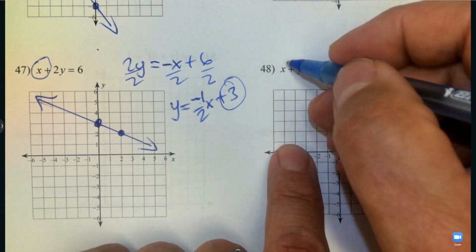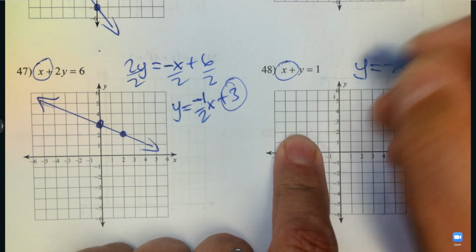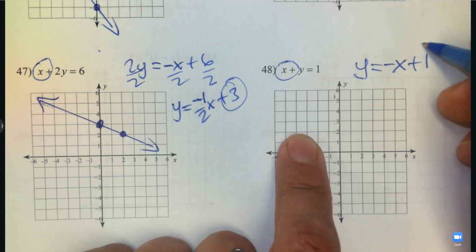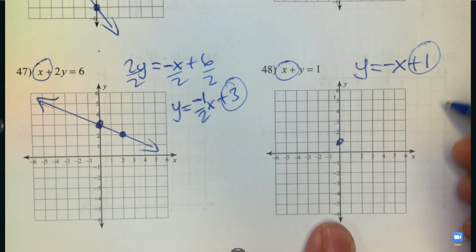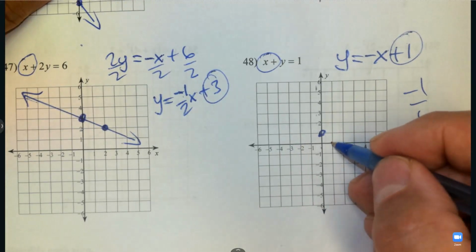To get y by itself, positive x becomes negative x on the other side. Now, nothing to divide by, it's ready to go. So start at positive 1. The number with x that you don't see is -1 over 1, so it goes down 1 and to the right 1.